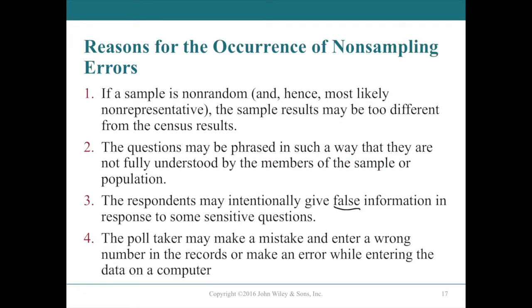The respondents may intentionally give false information in response to some sensitive questions. Yeah, that can happen too, especially if there's a question about AIDS or sexual habits or some other hot button issue regarding income or something like that that people really are not sure they want to answer truthfully on. And of course, the poll taker may make a mistake, enter a wrong number in the records, make an error while entering the data on a computer.